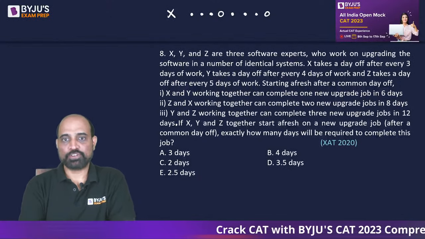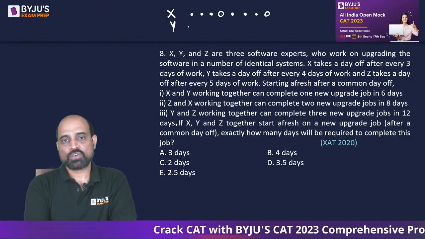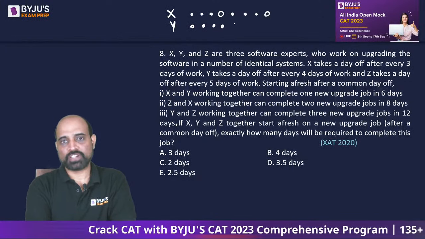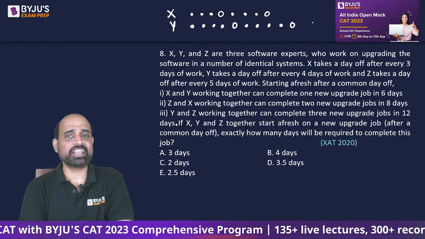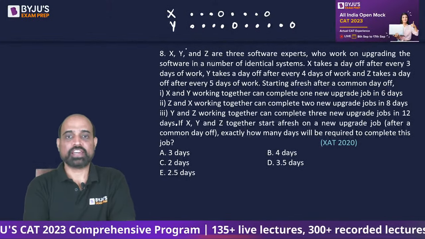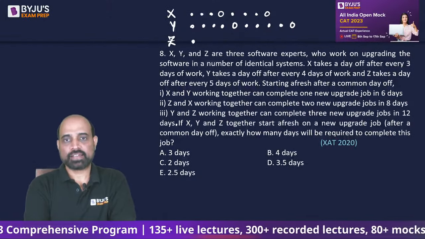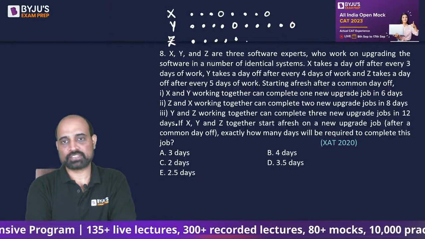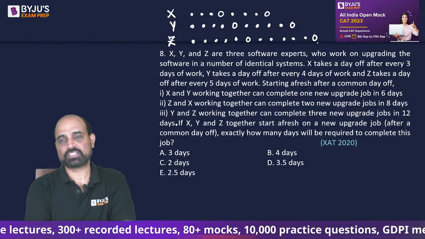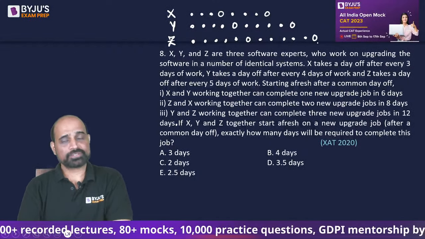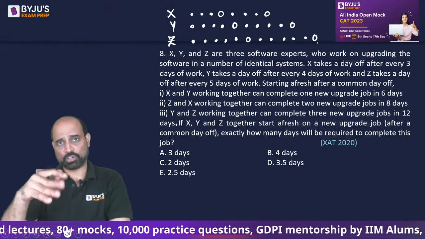Right? If we talk about Y, Y works for 4 consecutive days and he takes an off. He works for 4 consecutive days and then he takes an off. If we talk about Z, he works for 5 consecutive days and then he takes an off. He works for 5 consecutive days and then he takes an off. Okay? Individually, don't try to relate.